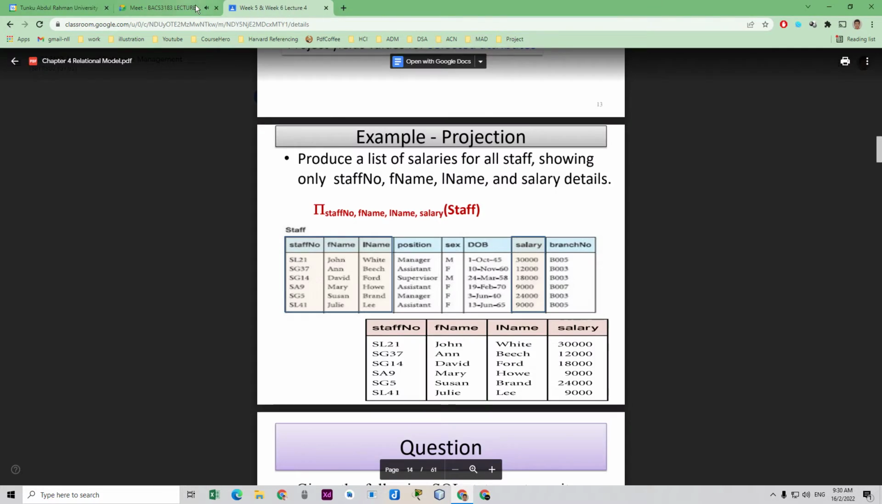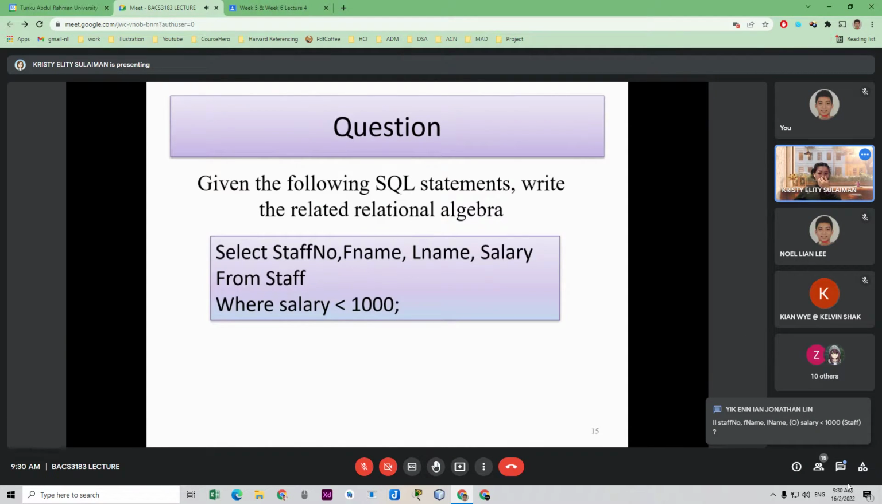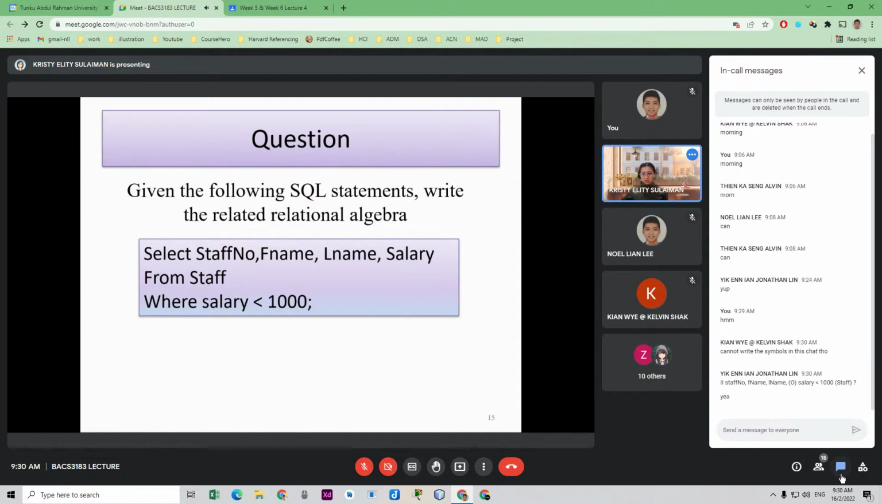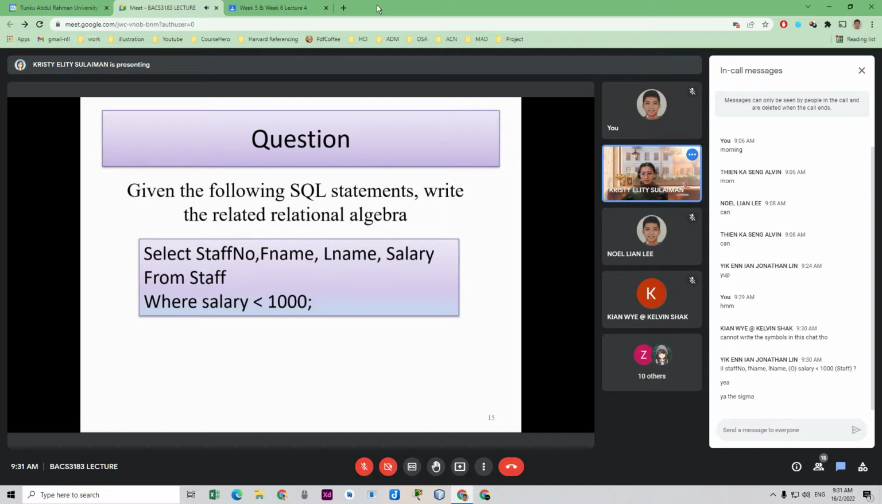You can copy paste also. Projection, or the one in front, Ian? Projection. So you have staff number, and then that's selection, right? Sigma. Yes. Yeah, something like this.